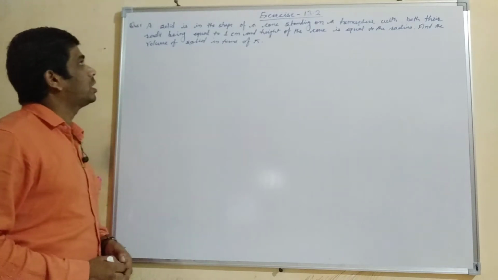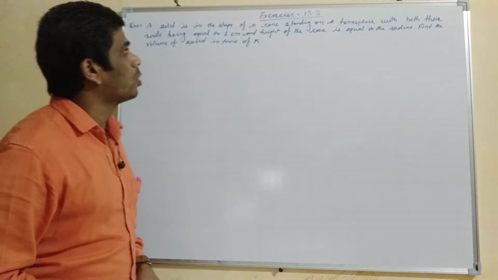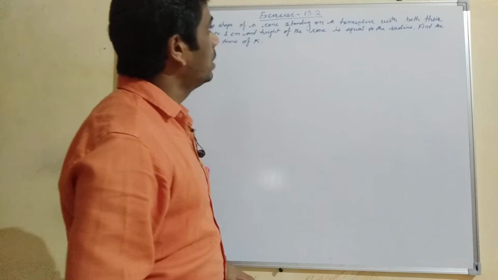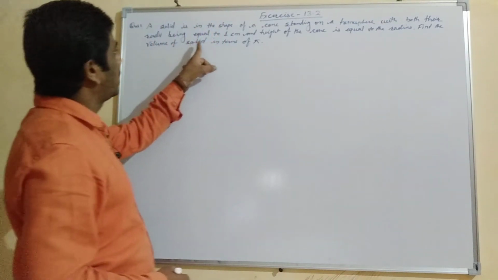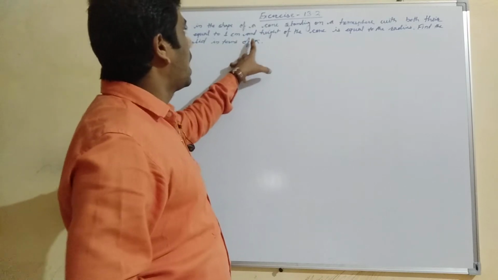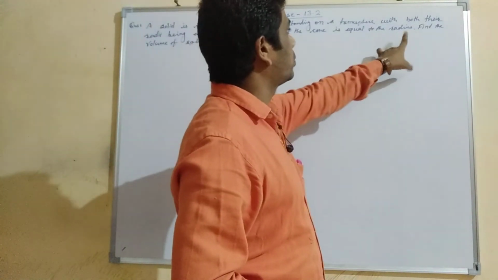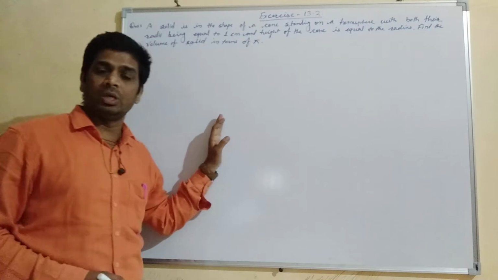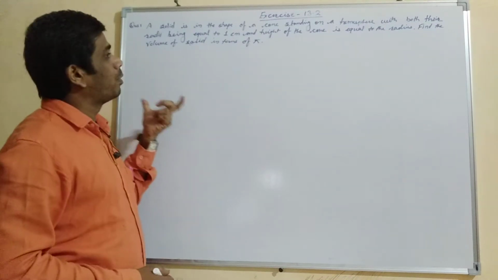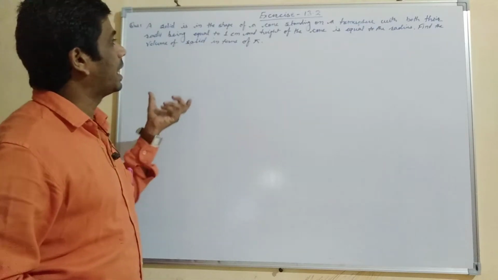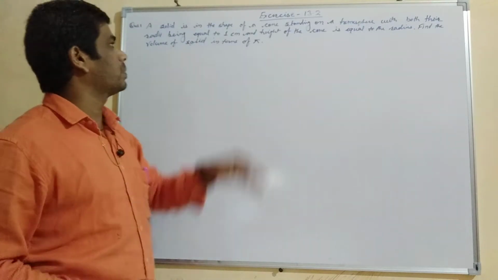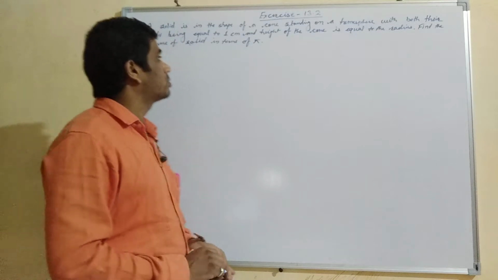This first question: a solid is in the shape of a cone standing on a hemisphere with both their radii being equal to 1 centimeter and height of the cone is equal to the radius. Means height of the cone is also equal to radius and both the radii, cone as well as hemisphere's radii are equal. Find the volume of the solid in terms of pi.